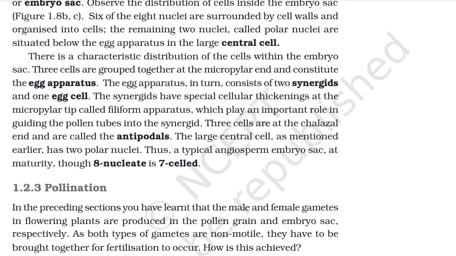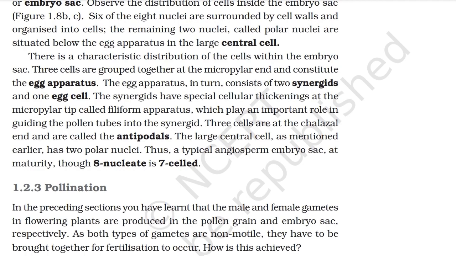There is a characteristic distribution of the cells within the embryo sac. Three cells are grouped together at the micropylar end and constitute the egg apparatus. The egg apparatus in turn consists of two synergids and one egg cell. The synergids have special cellular thickenings at the micropylar tip called filiform apparatus, which play an important role in guiding the pollen tube into the synergid.